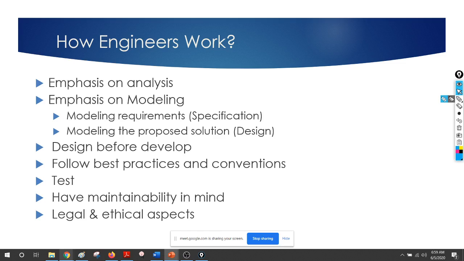So you have to test properly, right? Have maintainability in mind, right? Have some legal and ethical aspects also, right? So you must be a professional, right? So you can't do illegal things, you can't do unethical things as part of your job, because you get access to a lot of critical systems, right? If you are a software developer for a banking system, right?